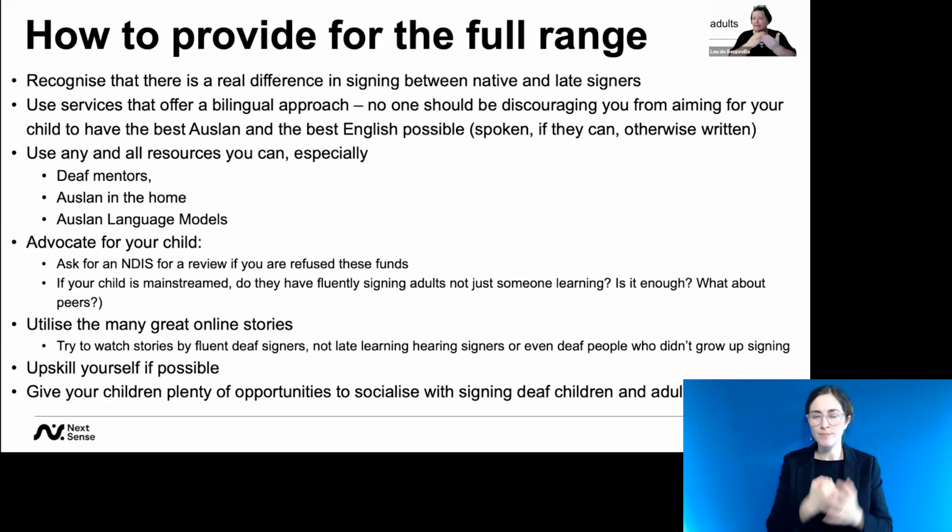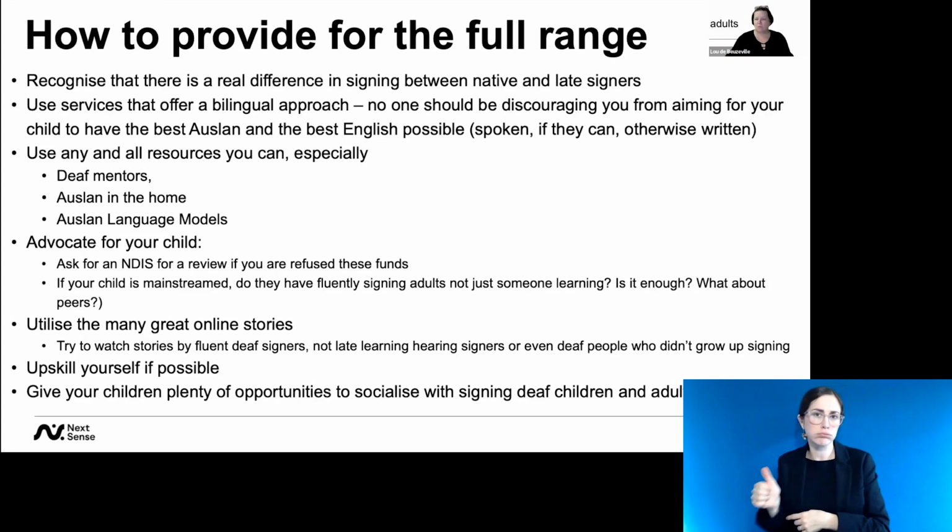In another presentation, I once showed several people online who put up stories of themselves signing a very common story, and then the exact same one signed by a native signer. And it was just so obvious, the types of signing.